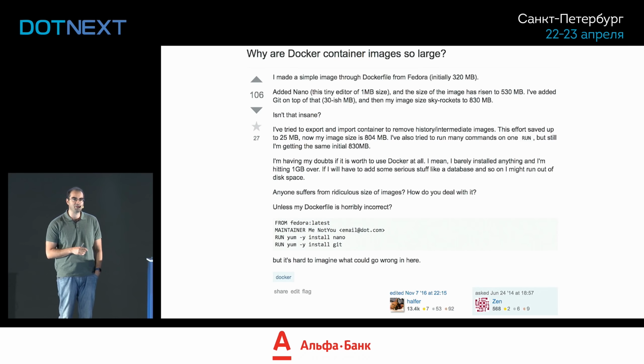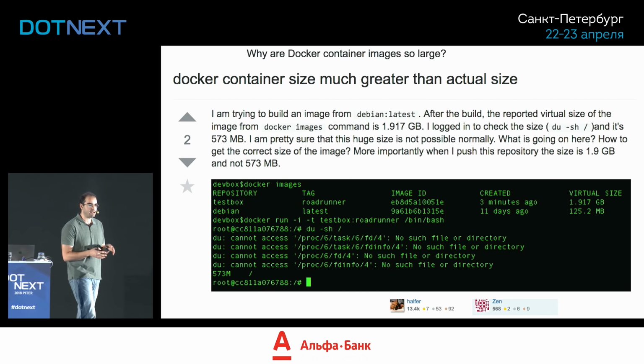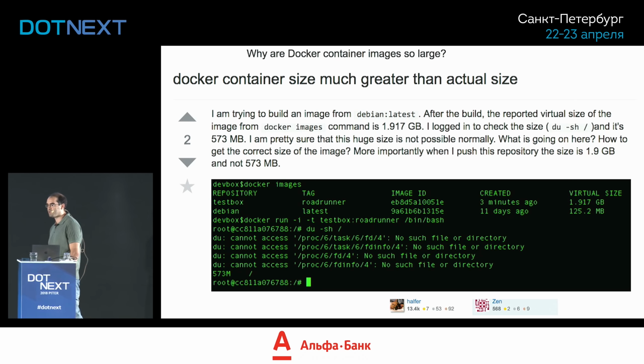And why are Docker images so large? Why do I take this tiny thing and add an editor and Git and my image is 500 megabytes bigger? Where is this coming from? And why, if you check in the container, is the image size not the same as the size of all the directories and files inside the actual container? So how to explain this discrepancy?